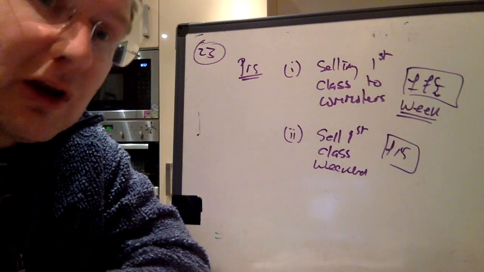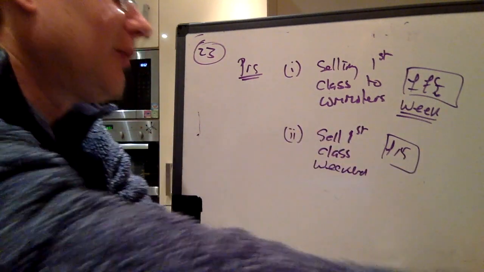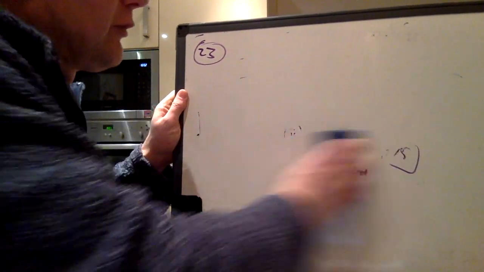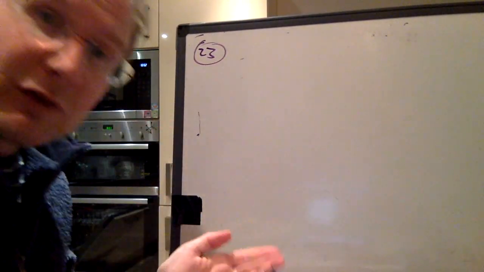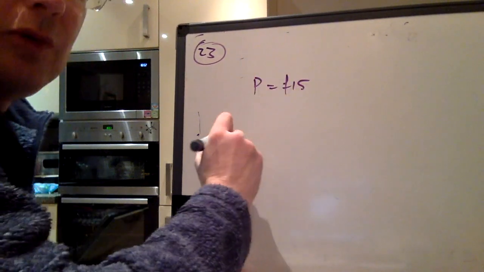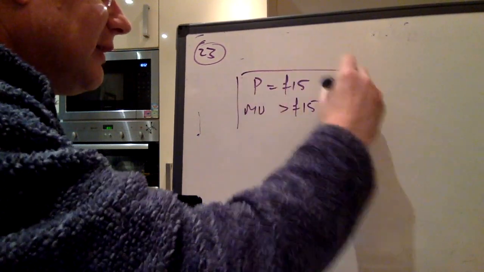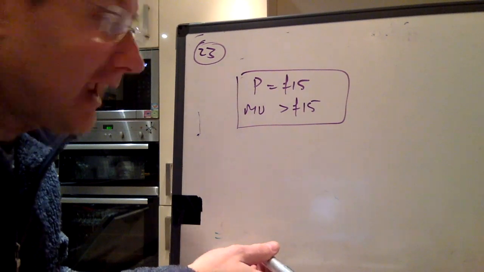Is it only producers that benefit? Well, no, of course not. The consumer benefits as well. Why am I going to pay £15 to travel first class? Because I think it's worth £15. If the price is £15, only those people for whom marginal utility is greater than £15 are going to do it. No one's forcing you. You don't have to go in there.